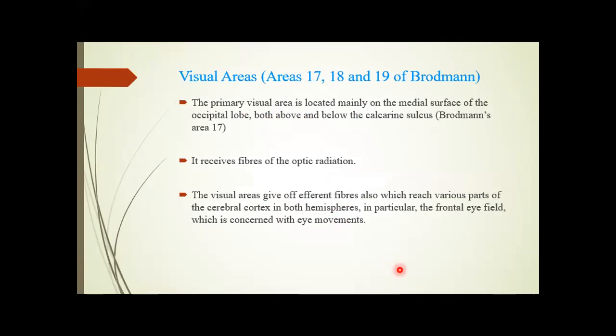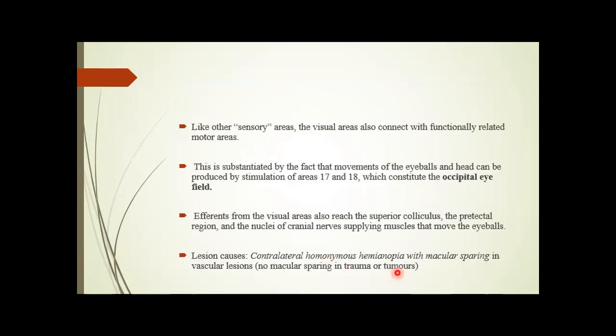Now it will receive fibers of the optic radiation. The visual areas give off efferent fibers also, which reach various parts of the cerebral cortex in both hemispheres. In particular, the frontal eye field, which is concerned with the eye movements. Like other sensory areas, these visual areas also connect with functionally related motor areas. This is substantiated by the fact that movements of the eyeball and head can be produced by stimulation of areas 17 and 18, which constitute the occipital eye field. The efferents from visual areas also reach the superior colliculus, the pretectal region, and the nuclei of cranial nerves supplying muscles that move the eyeballs.